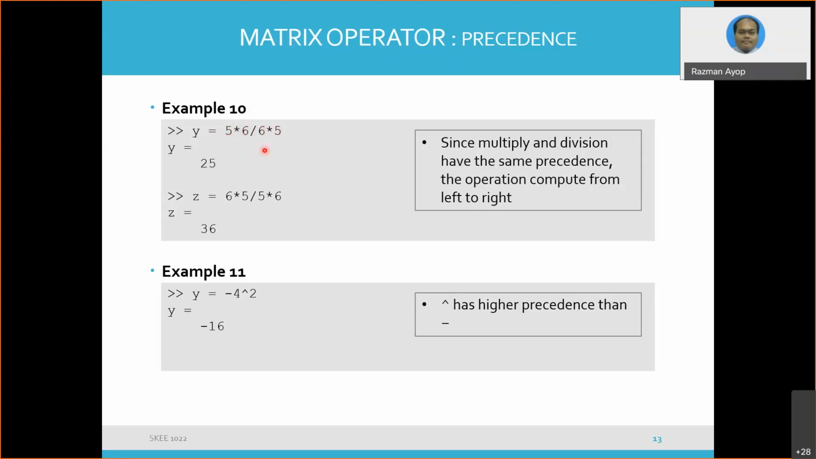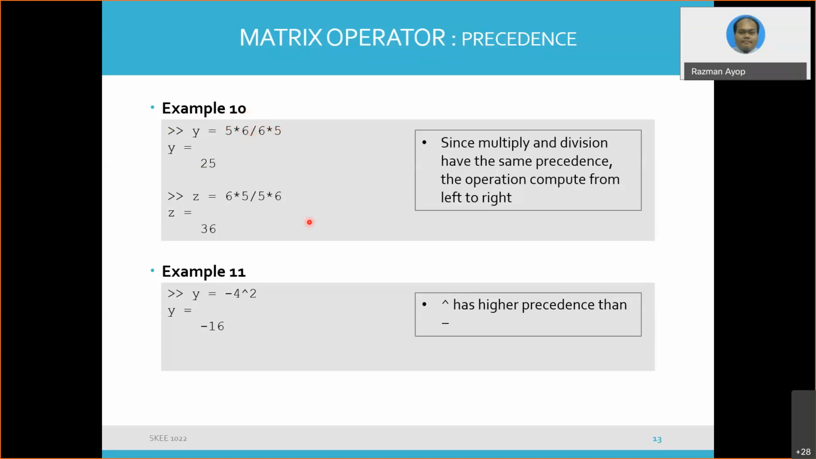5 multiplied by 5 is 25. So you need to know when you are dealing with multiplication and division, you have to solve the left side first. Okay, you cannot jump.